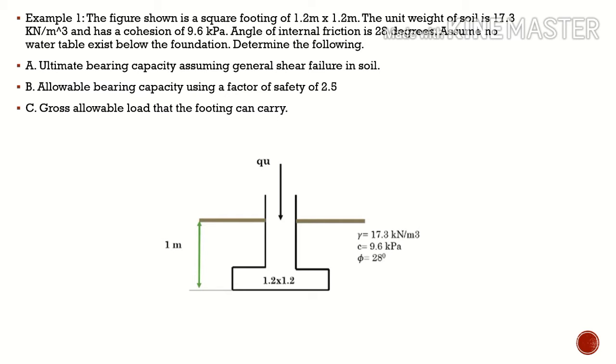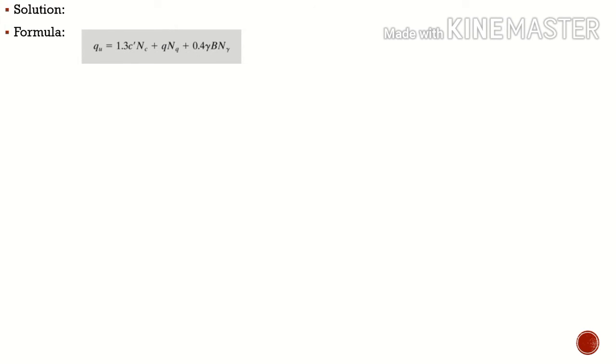So, solution. Since our example is a square footing, the formula we will use is this one. Qu is equal to 1.3 c Nc plus q Nq plus 0.4 gamma B N gamma. Then, after that, we look at the table.